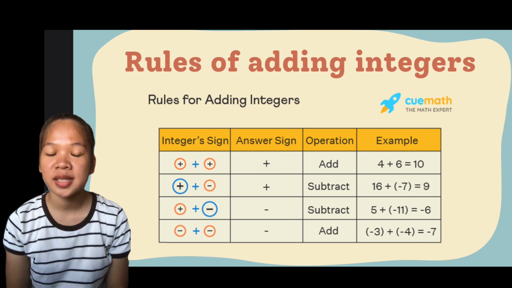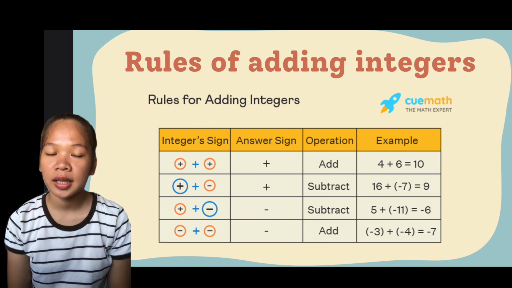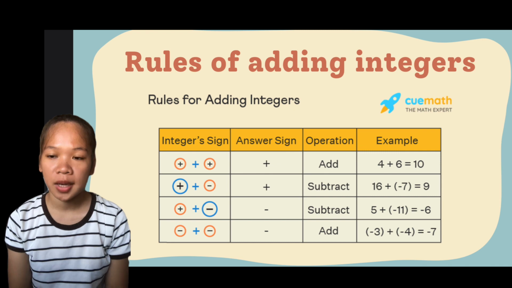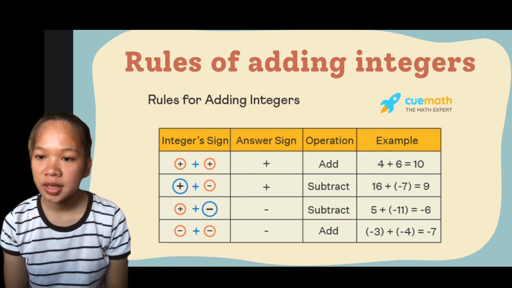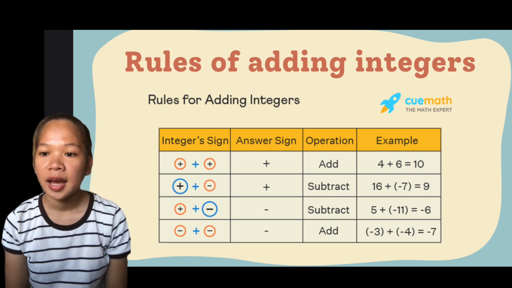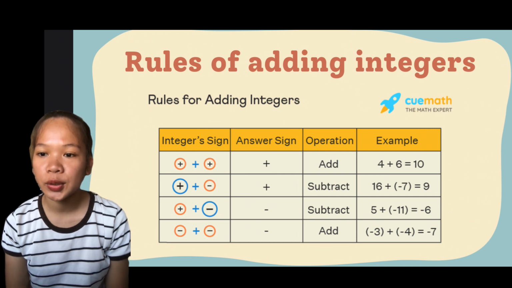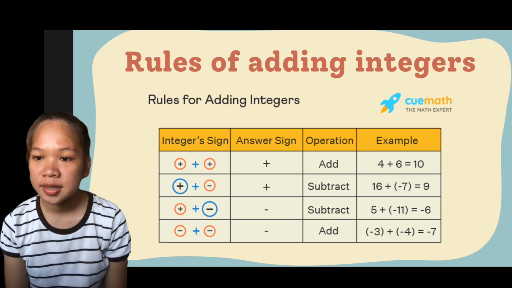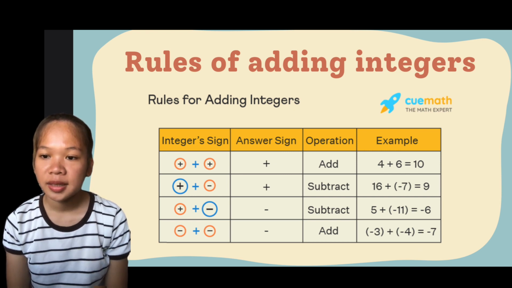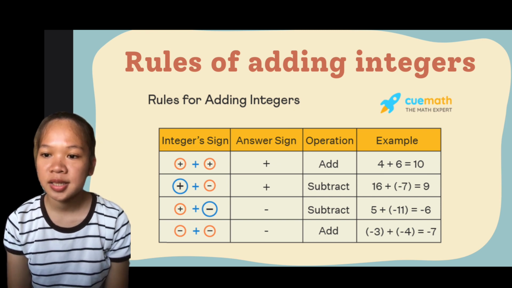So, here, di ba magkaiba sila ng sign, which is you're going to subtract it, and then susundin mo yung sign ng pinakamalaking number. So 16 plus negative 7 equals 9. So, nag-minus ka na. And then, susundin mo yung sign ng pinakamalaking number, which is ang 16 yung pinakamalaking number. And then, yung kanyang sign ay positive. That's why the answer is positive 9.